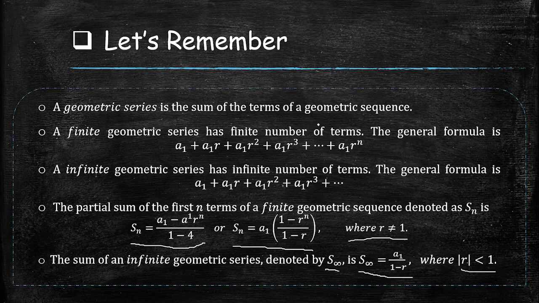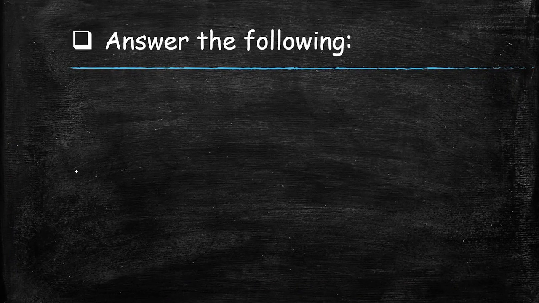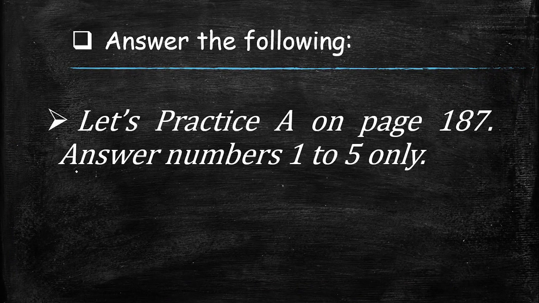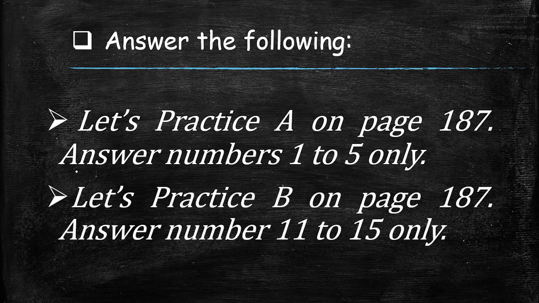So those are the most important or the big ideas under lesson number 3. So here is the list of activities you need to answer. Please answer Let's Practice A on page 187. Answer numbers 1 to 5 only. And next one, please answer Let's Practice B on page 187. Answer numbers 11 to 15 only.